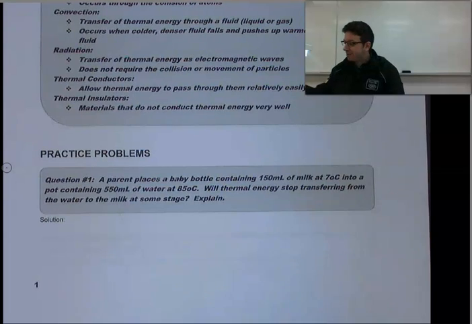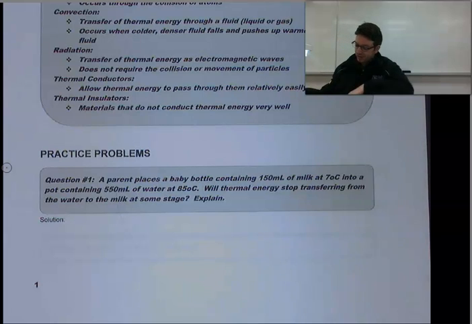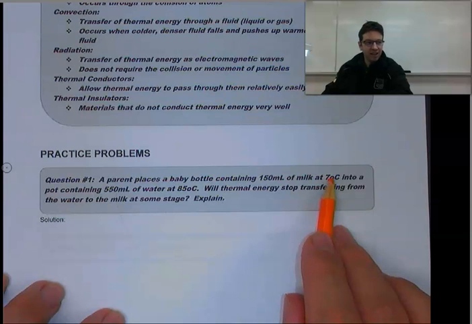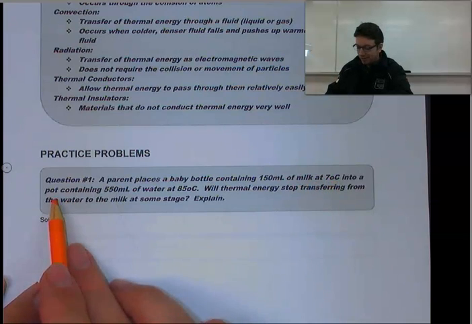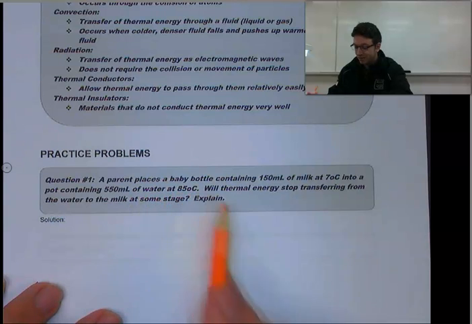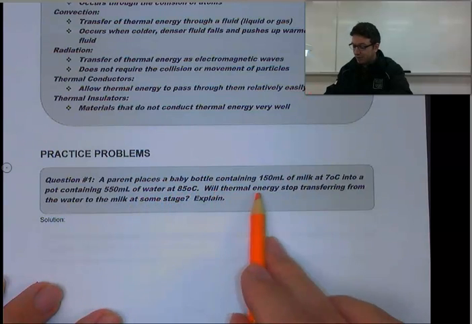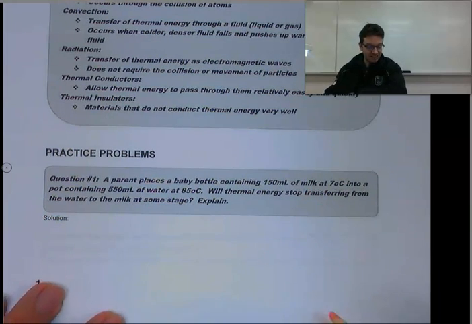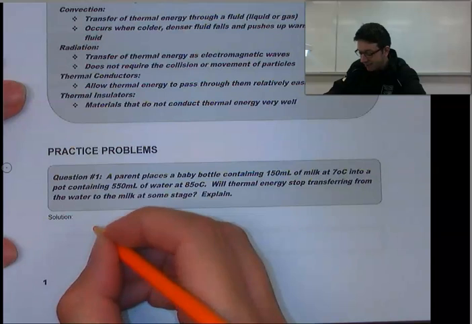So question number 1 says, a parent places a baby bottle containing 150 milliliters of milk at 7 degrees Celsius into a pot containing 550 milliliters of water at 85 degrees Celsius. Will thermal energy stop transferring from the water to the milk at some stage? The answer is yes. Okay?